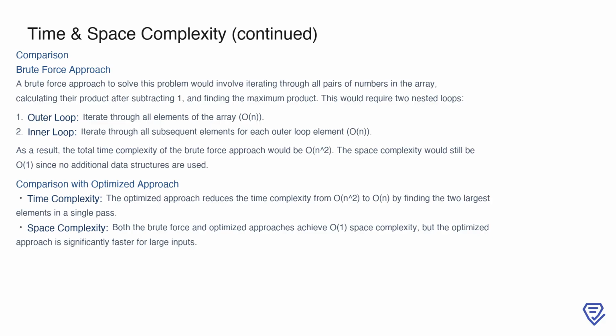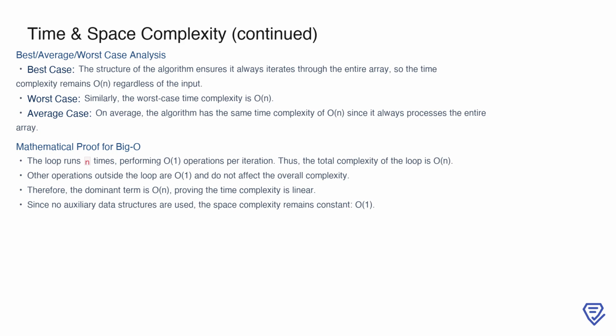In comparison, the optimized approach achieves a significant improvement by reducing the time complexity from O(n squared) to O(n), as it finds the two largest numbers in a single pass. Both approaches use constant space, but the optimized method is much faster for larger inputs, making it the clear choice for efficiency. When analyzing the algorithm under different scenarios, the time complexity remains consistent.